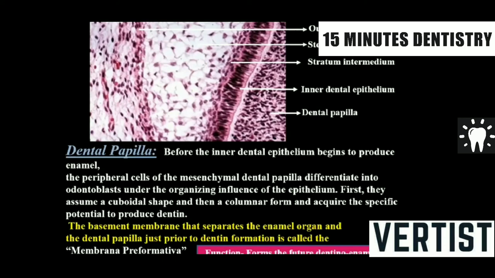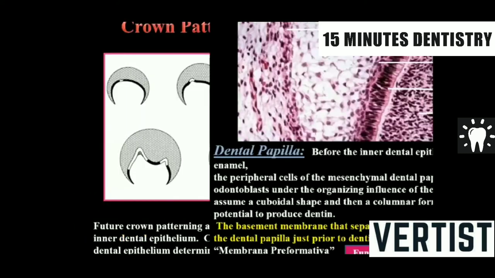And the basement membrane that separates the enamel organ from the dental papilla is called membrana preformativa. Remember, they can ask you, what is membrana preformativa? Membrana preformativa is nothing but a basement membrane separating the enamel organ from the dental papilla, and that is nothing but the future dentino-enamel junction. So the dentino-enamel junction is decided by membrana preformativa.